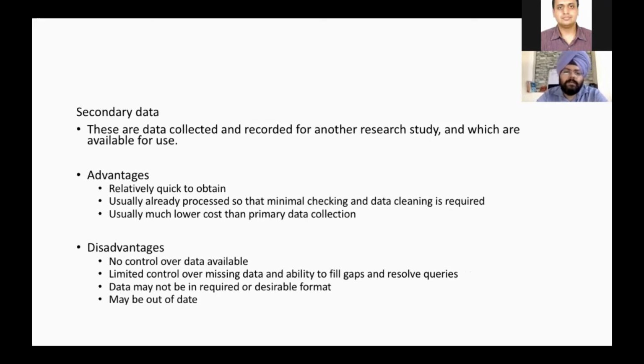Coming on to secondary data. Now, secondary data are the data collected or recorded for some other research study and which are used by us. For example, there is a census data available. For example, there is a sample registration scheme or a civil registration data available. There is a death data available at the hospital, and we want to do some analysis on that data available.